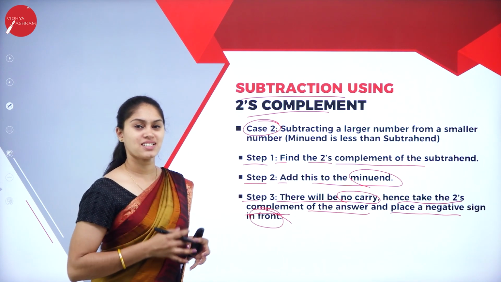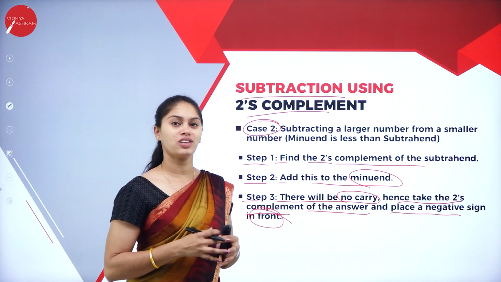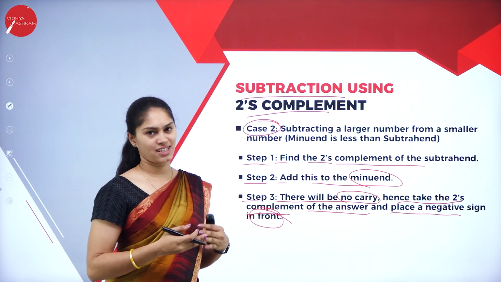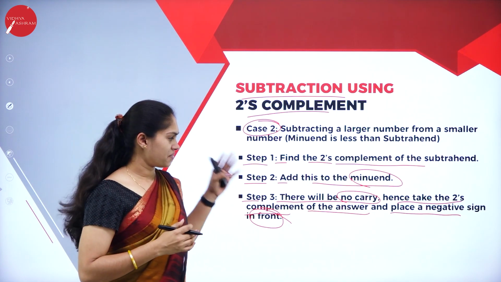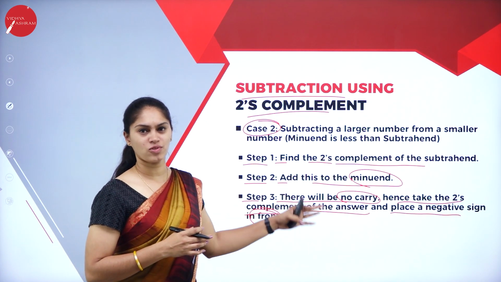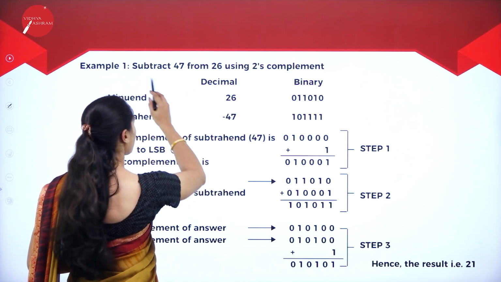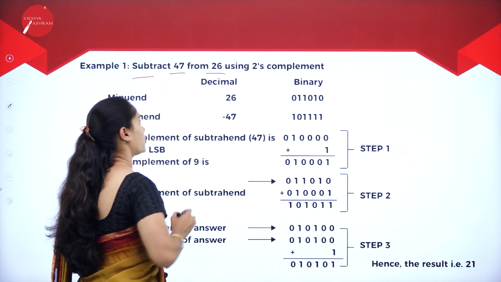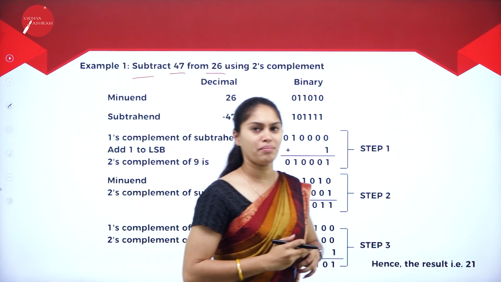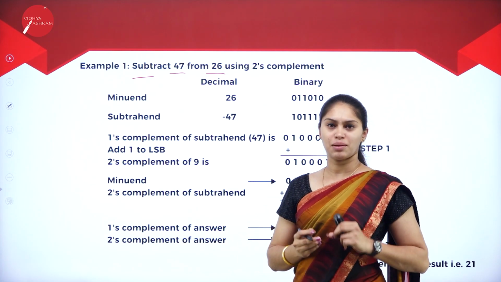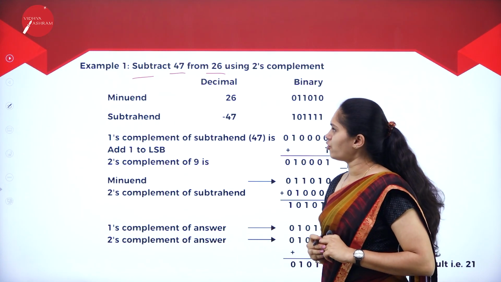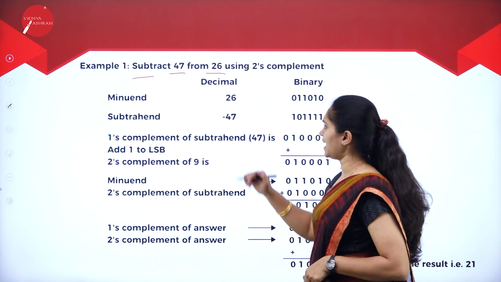Okay, so just understand the concept and work out the problems. Don't think of it as a complicated one. It will be easier. You just have to work it out. We'll see a problem so that you can understand. Subtract 47 from 26 using two's complement. So here we are subtracting a number, 47, from 26.